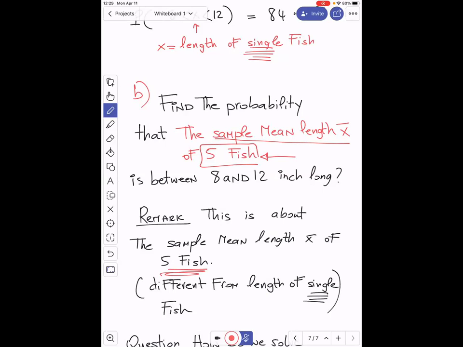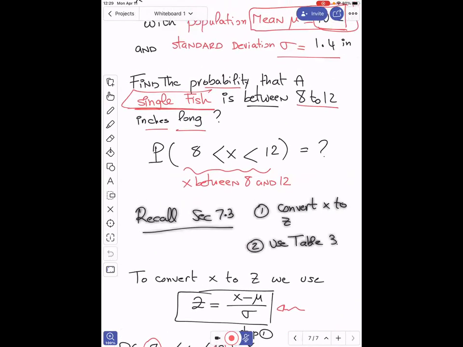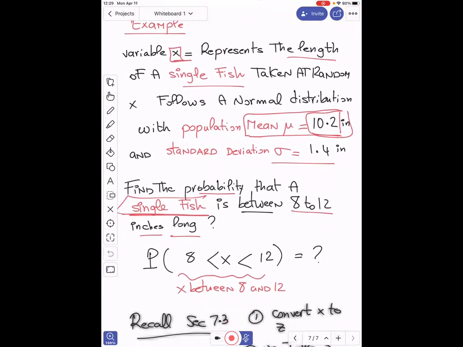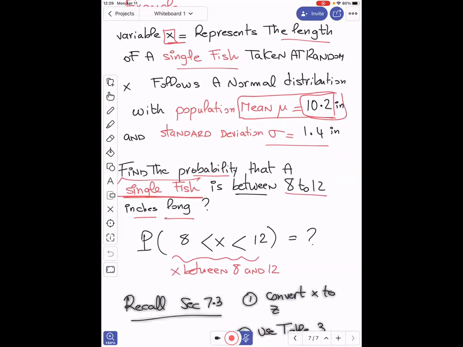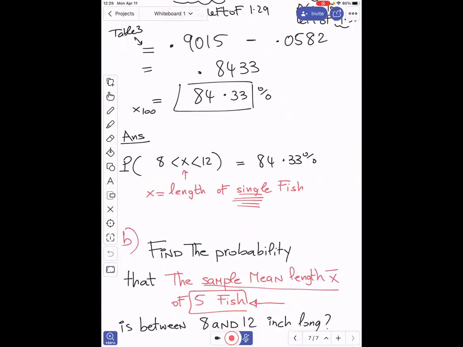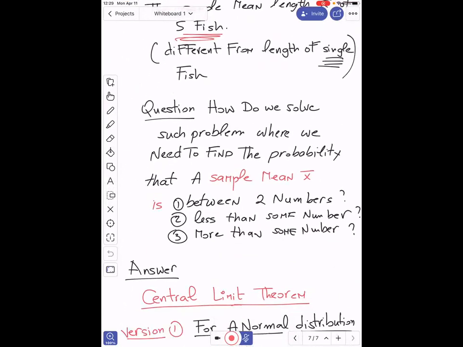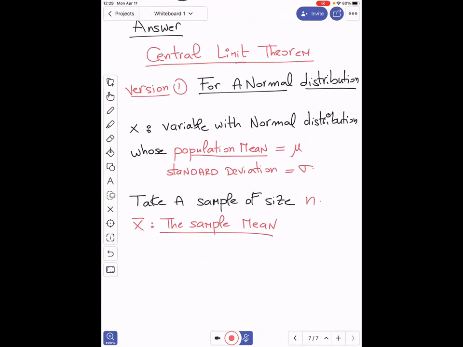Okay, the 10.2 represents the average or the mean of the length of all the fish in the lake, not just the 5 fish, of course. So there is a difference between the population mean and the sample mean. X bar represents the sample mean. The mu, that's the population mean, the mean or the average of all the individuals in the population.